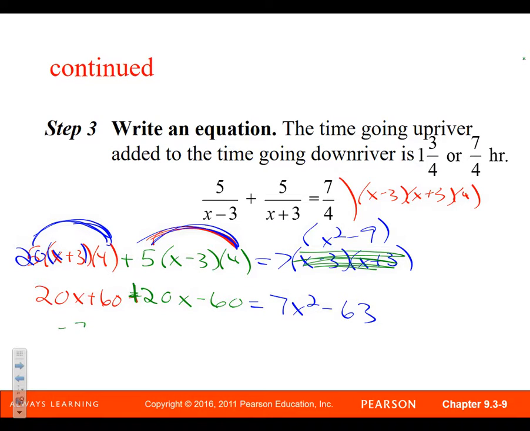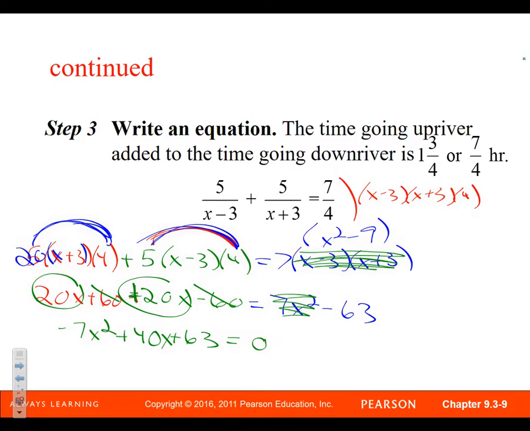So, negative 7x squared. Got that guy. Plus 40 for these two. That's 0. So when we bring the 63 over, it becomes a plus 63. Then yeah, 40.